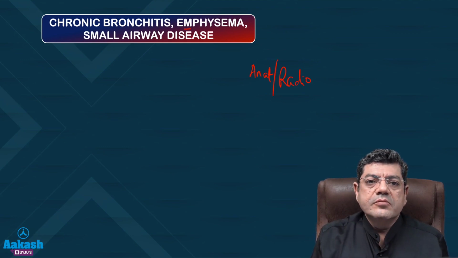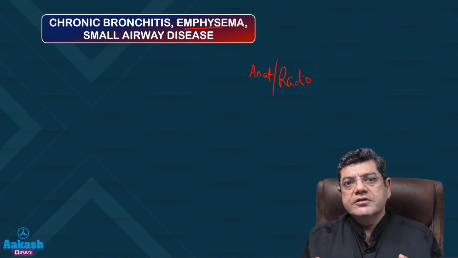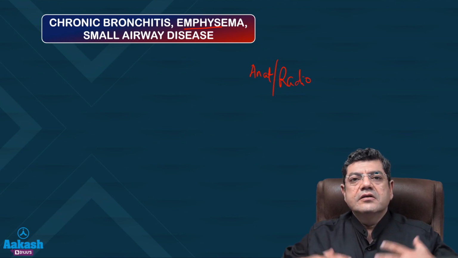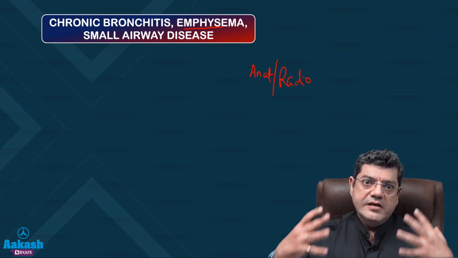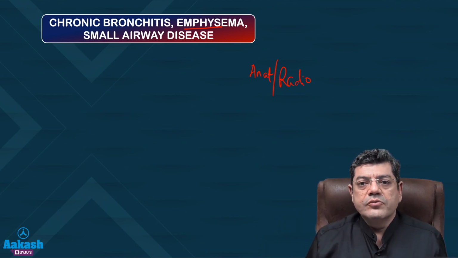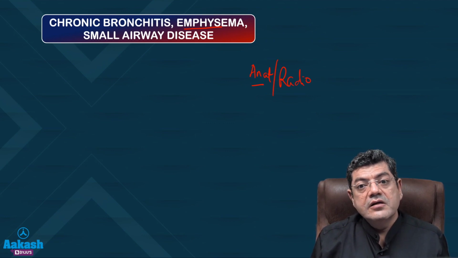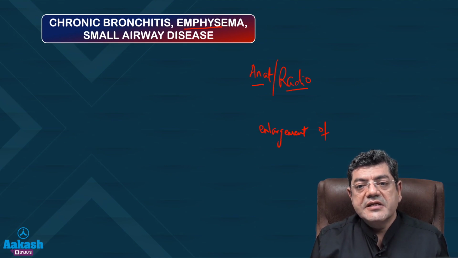Even though these patients are called pink puffers, that is, they maintain near normal oxygenation, they don't get cyanosed as fast as the chronic bronchitis patients, at the cost of increasing their work of breathing. Puffer, they hyperventilate and somehow maintain a normal PO2. So, emphysema, going back to what I was saying, is an anatomical or radiological description term. So, it means in emphysema, you get enlargement of air spaces.